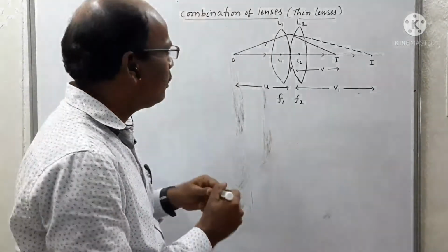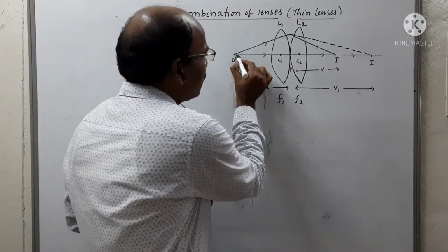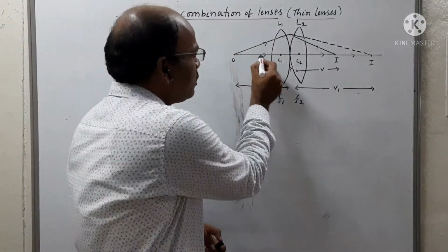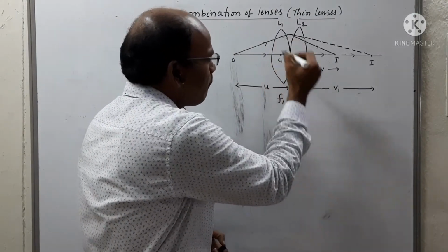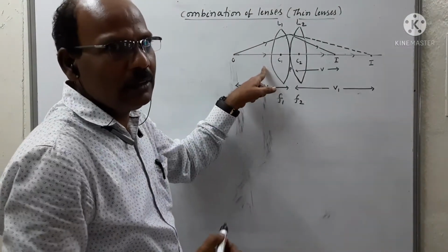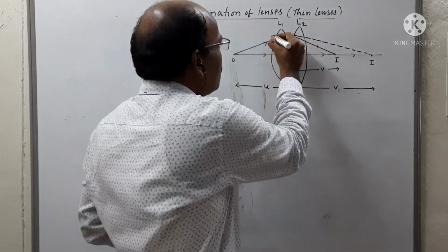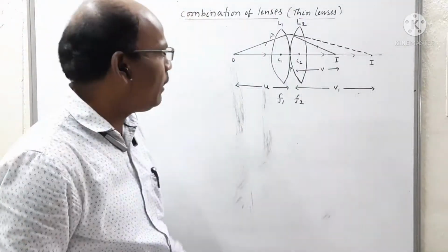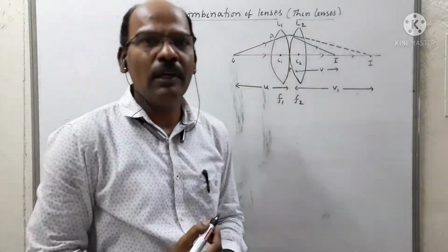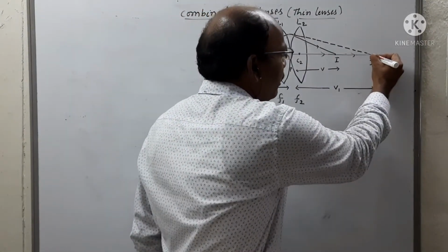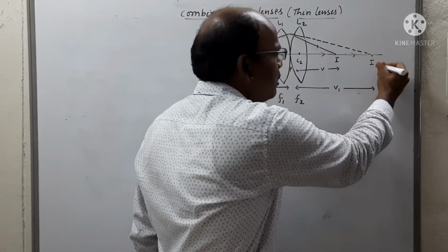Again we are observing two rays. One is the normal incidence ray, the ray which is normal to the refracting surface of the first convex lens, and the other ray is OA. After refraction, the ray OA and the normal incidence ray meet at one point and form the image I1.